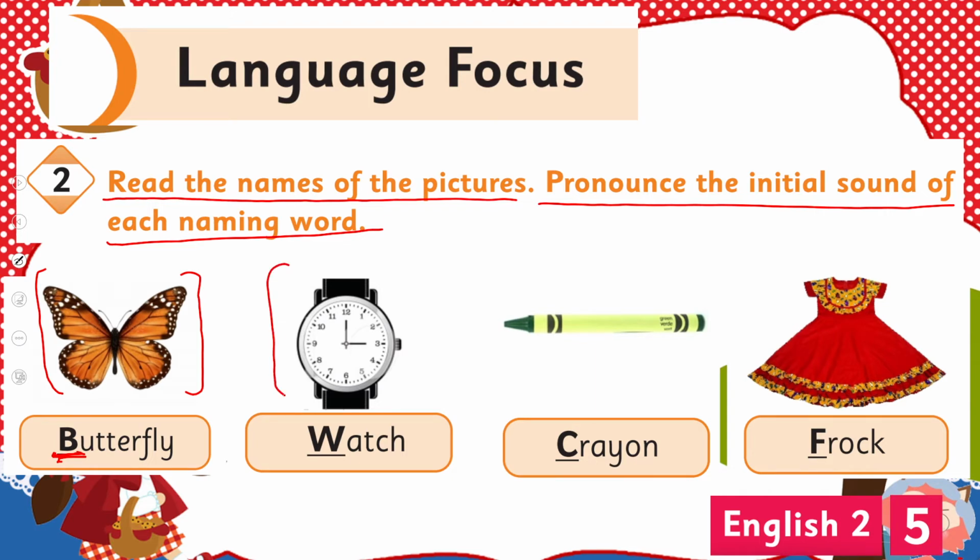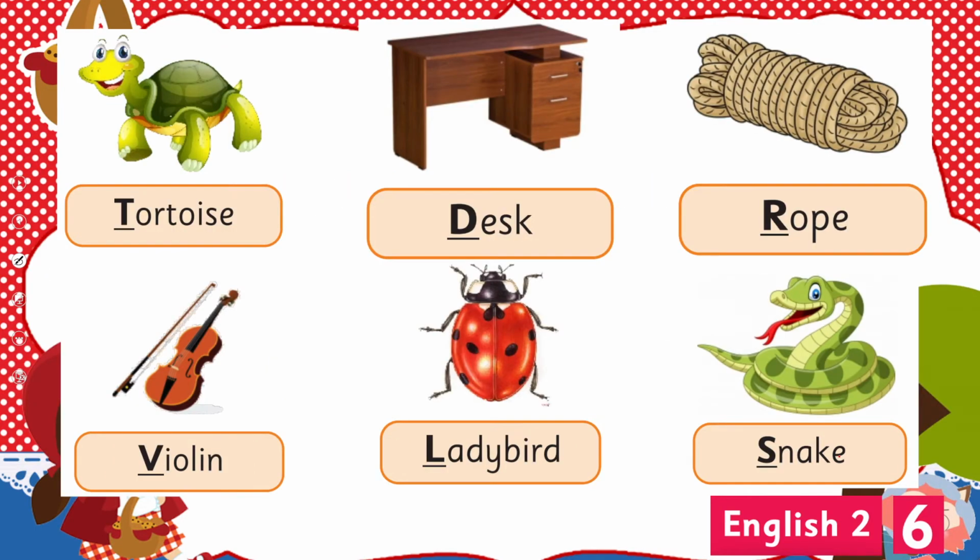Watch, crayon, frog, tortoise, desk, rope. It's the way it's like that. Violin, ladybird.